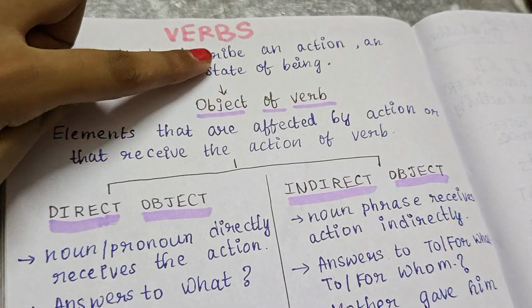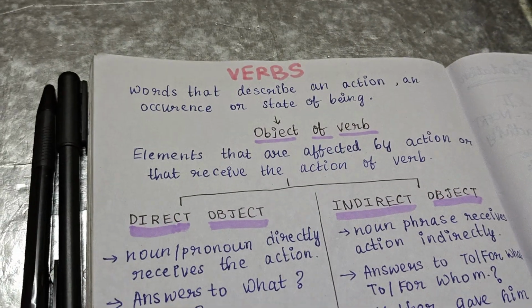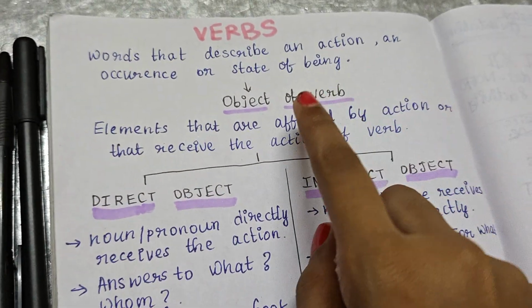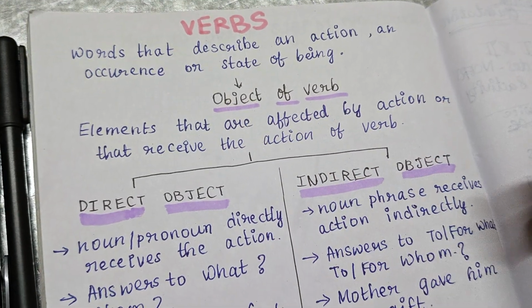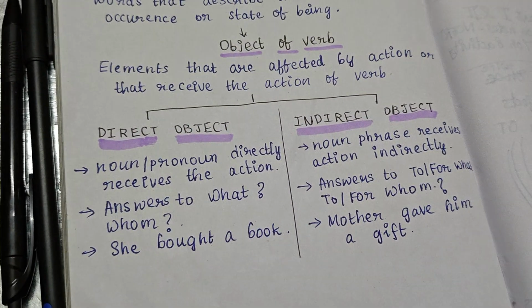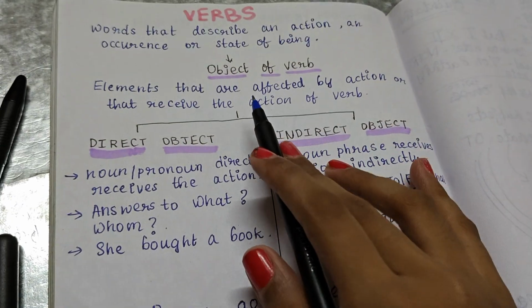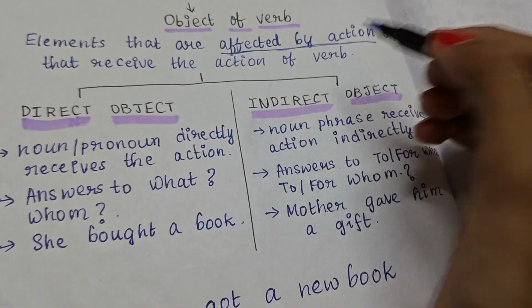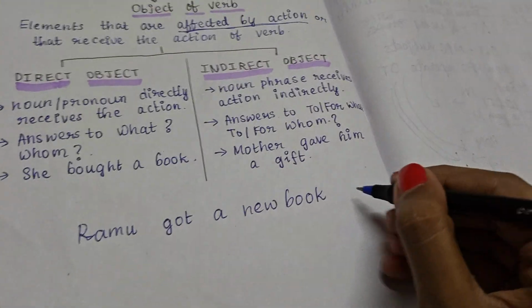Now let's see about the object of a verb. Everyone knows a verb has two parts, subject and object. So we look at the object of a verb: elements that are affected by action or that receive the action of the verb. Let's look at this by an example. So what are they saying is elements that are affected by action. So what do you mean by affected by action? So we have got, Ramu got a new book.